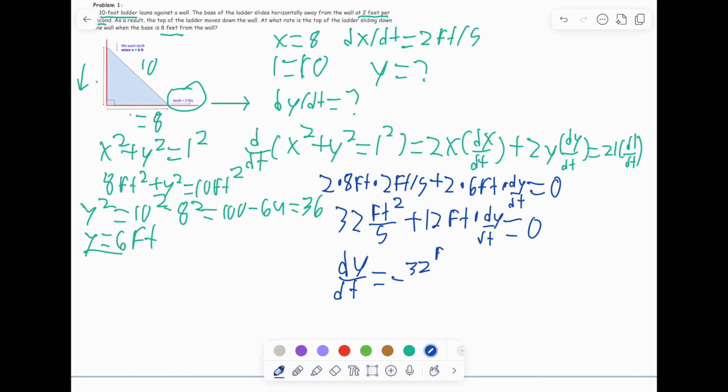feet squared per second over 12 feet. And plugging that into the calculator, you get negative 2.67 feet per second. And since it's negative, that indicates that the height of the ladder is descending at a rate of 2.67 feet per second. And if it were positive, the ladder would be sliding up the wall.